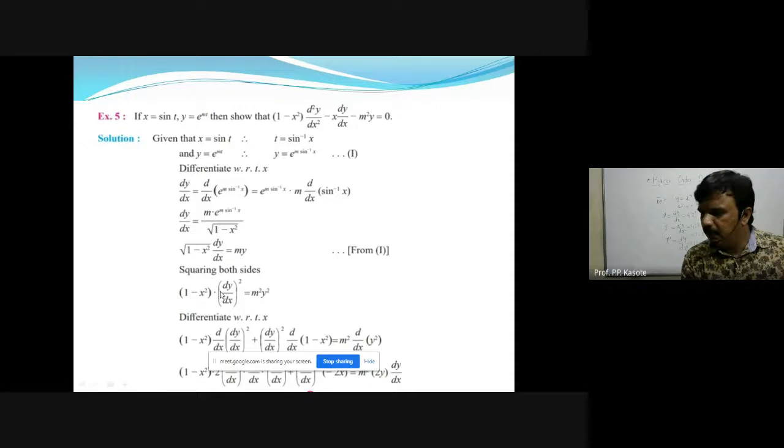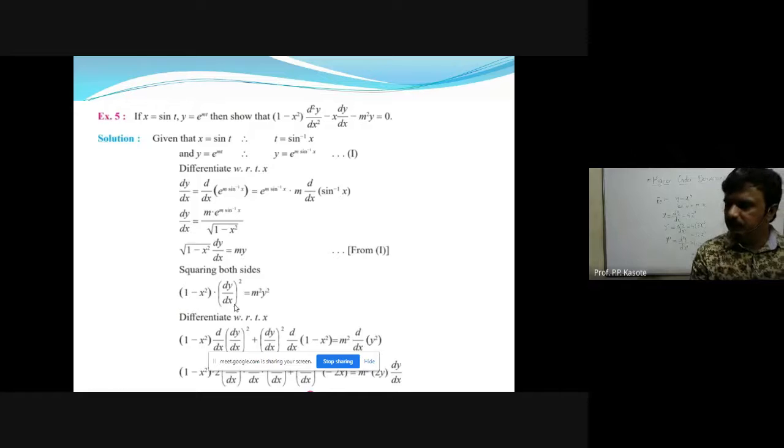We'll simply get inside the bracket, that is 1 minus x square into dy by dx bracket square is equal to, at the right hand side my is there, so we'll get m square y square. Now a simplified function is there in front of us. Let us differentiate it once.